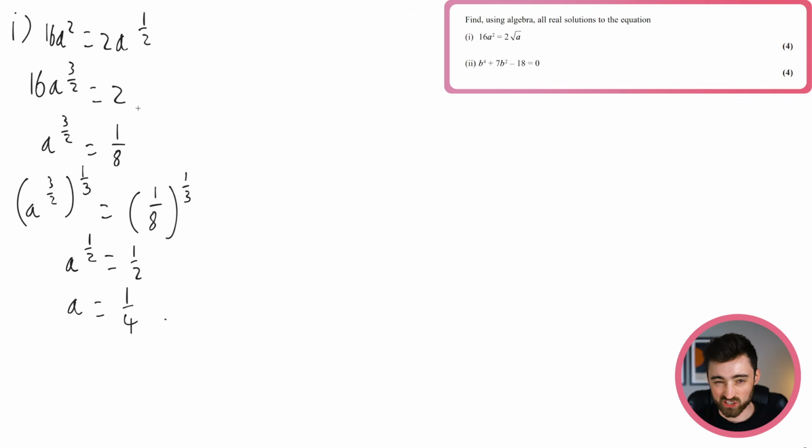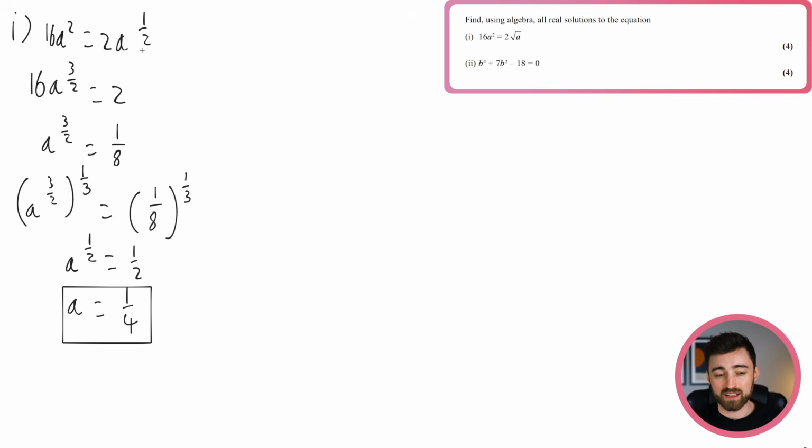This all looks pretty legit, does it not? And everything here is okay. This is all legitimate maths, and a equals a quarter is a solution. The problem lies in this thing here. I cancelled down a to the half, okay? I divided both sides by a to the half, and then I got the only solution is a is a quarter. But look at this equation.